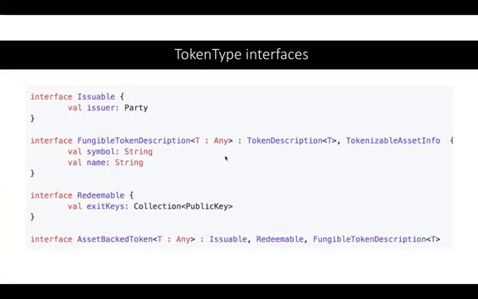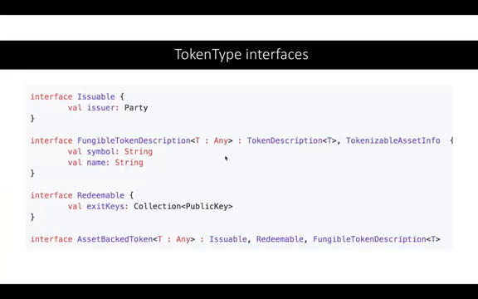Okay, so the next thing that we need to introduce are token type interfaces. So I mentioned that we want ones to represent things that are issuable and redeemable, and the interfaces themselves are actually pretty simple. You'll define an issuer party. Indeed, that could be a composite party. It doesn't necessarily just have to be a singleton legal entity.